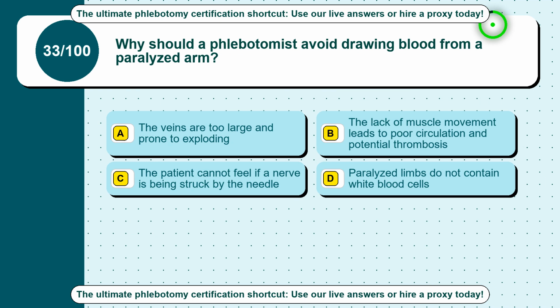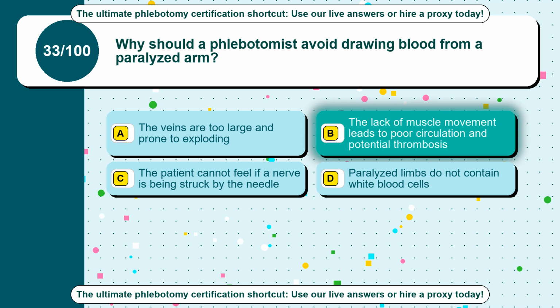Question 33. Why should a phlebotomist avoid drawing blood from a paralyzed arm? Option A. The veins are too large and prone to exploding. Option B. The lack of muscle movement leads to poor circulation and potential thrombosis. Option C. The patient cannot feel if a nerve is being struck by the needle. Option D. Paralyzed limbs do not contain white blood cells. The correct answer is option B.